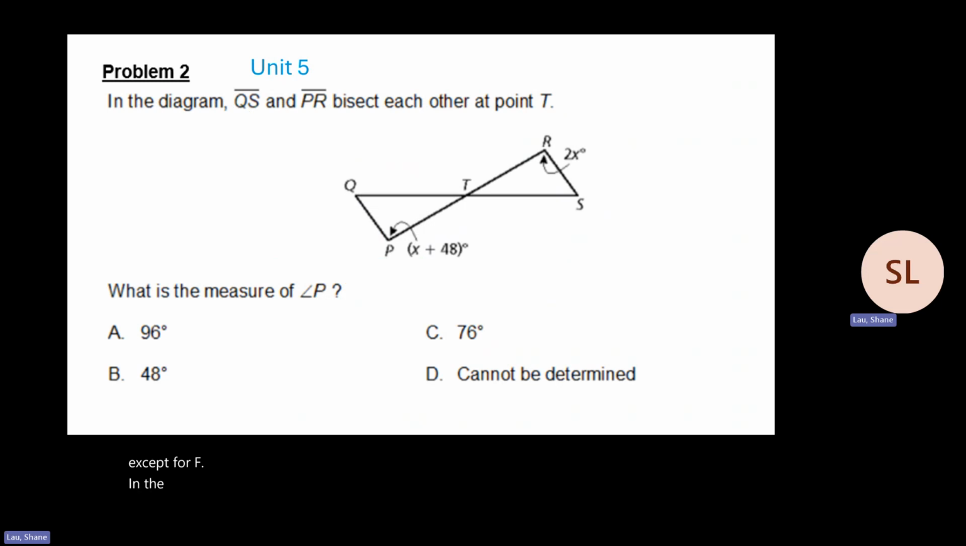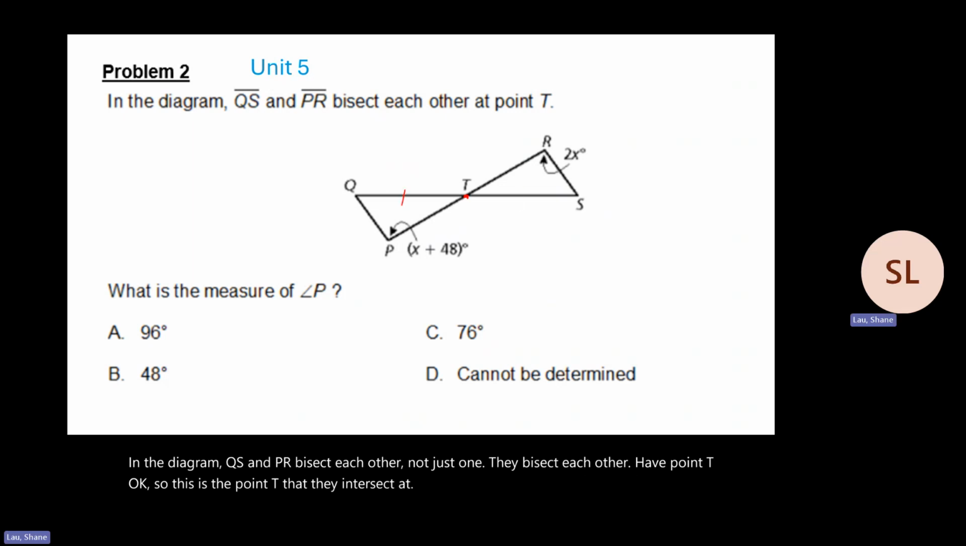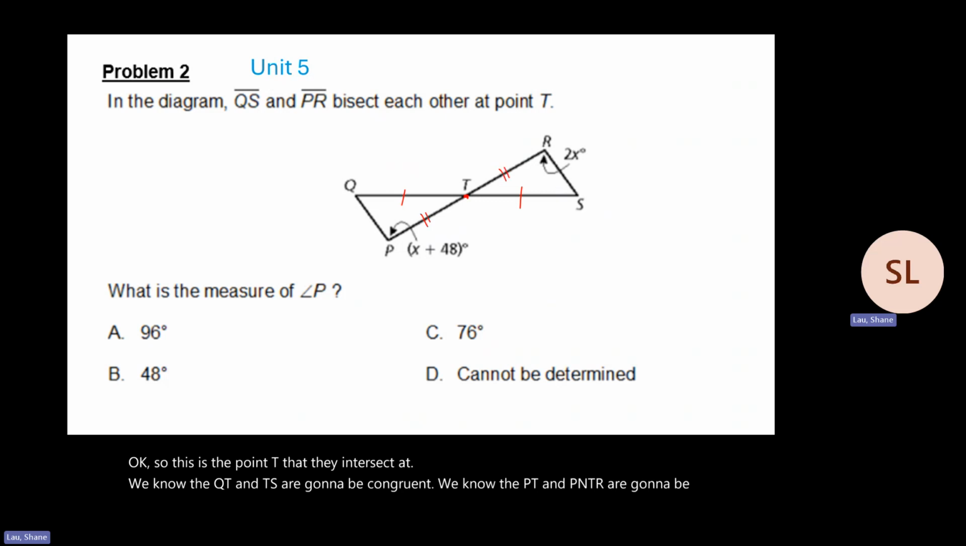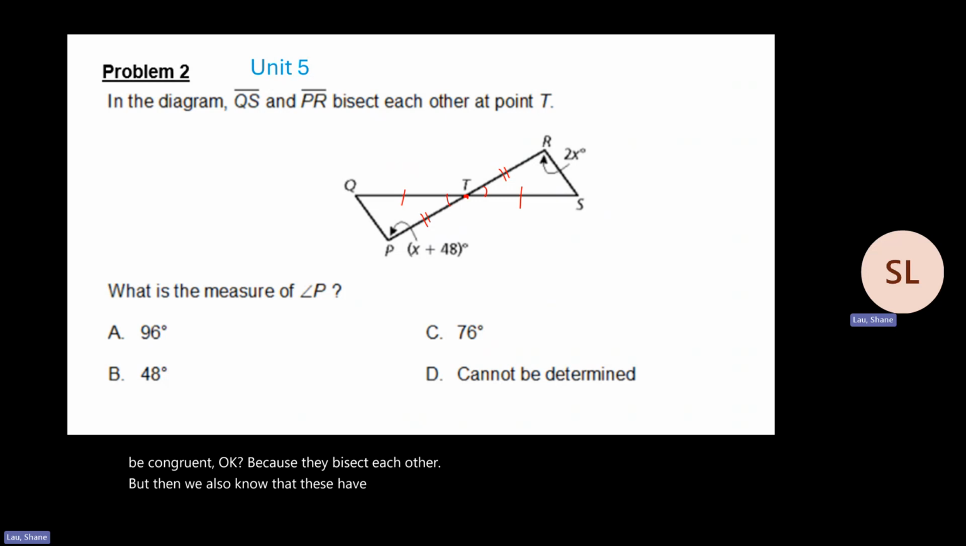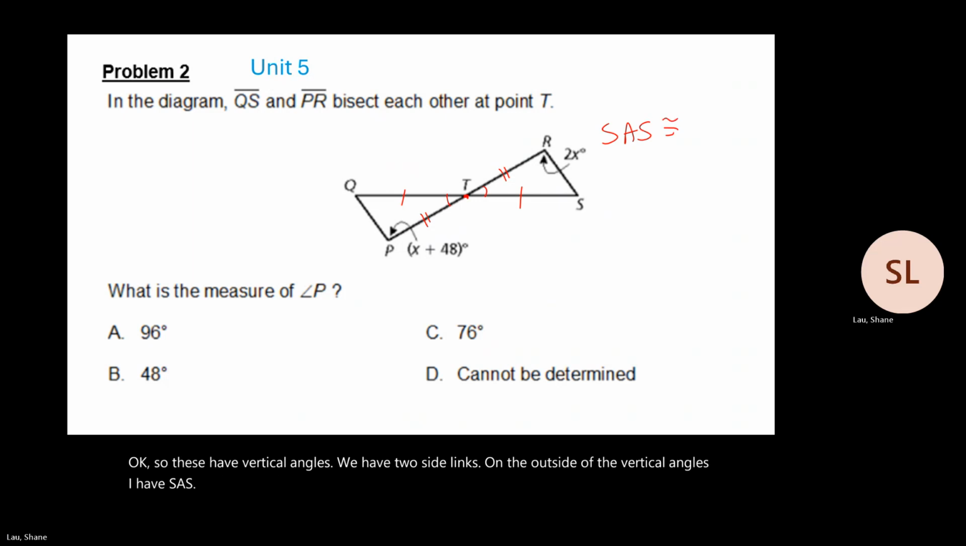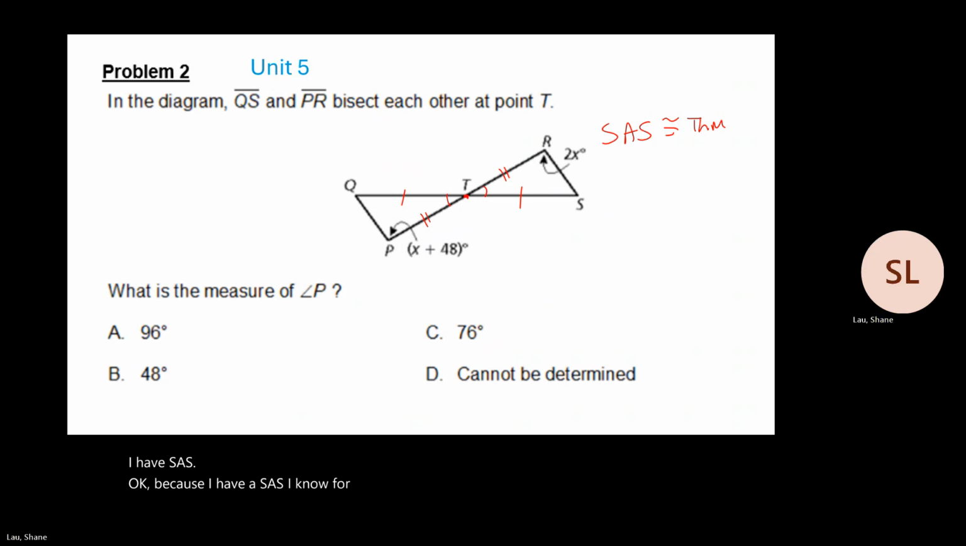In the diagram, QS and PR bisect each other, not just one, they bisect each other at point T. Okay. And so this is the point T that they intersect at. We know that QT and TS are going to be congruent. And we know that PT and TR are going to be congruent. Okay. Because they bisect each other. But then we also know that these have vertical angles. Okay. So if these have vertical angles, we have two side lengths on the outside of those vertical angles. I have SAS. And because I have a SAS, I know for sure that all corresponding parts of congruent triangles are congruent, CPCTC.